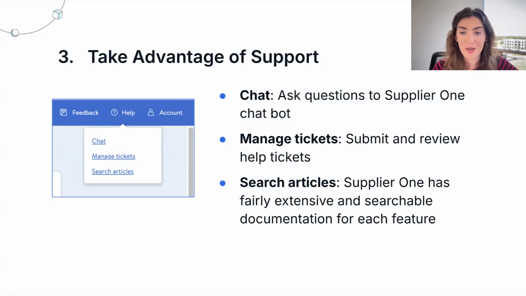But really, I think the crown jewel here is those search articles. Supplier One does have probably the most extensive documentation for their features and what's happening. You can even see the updates that are coming through, so what's going to be launched, whether it's newly launched or coming down the pipeline. So be sure to look at that.